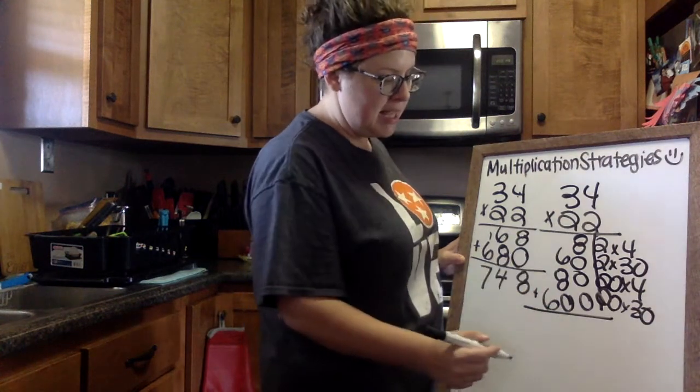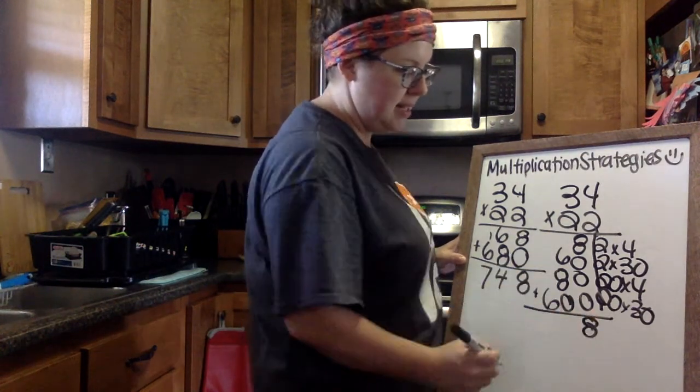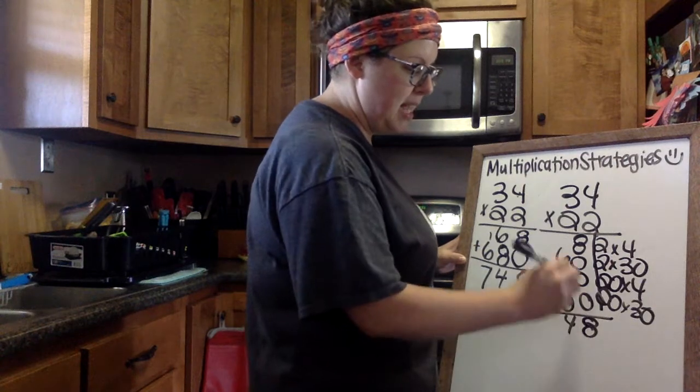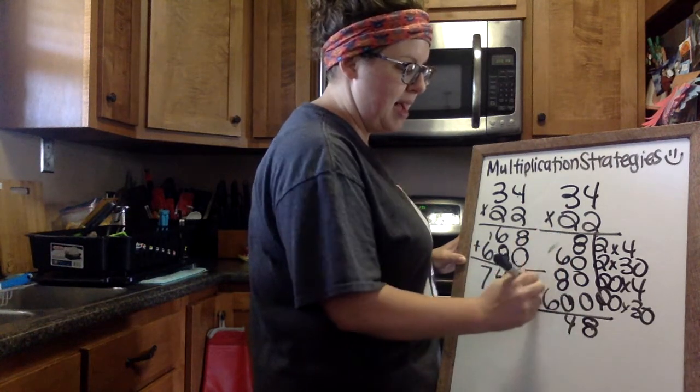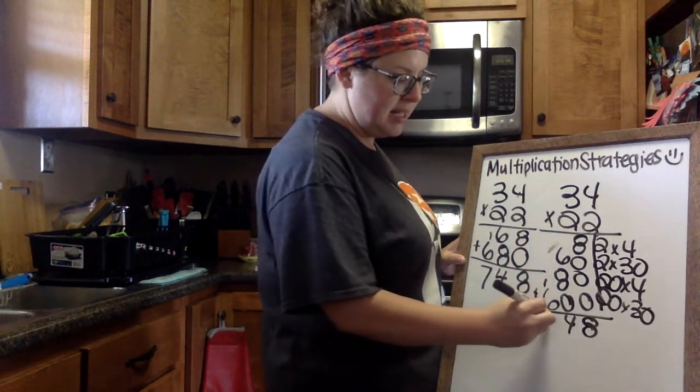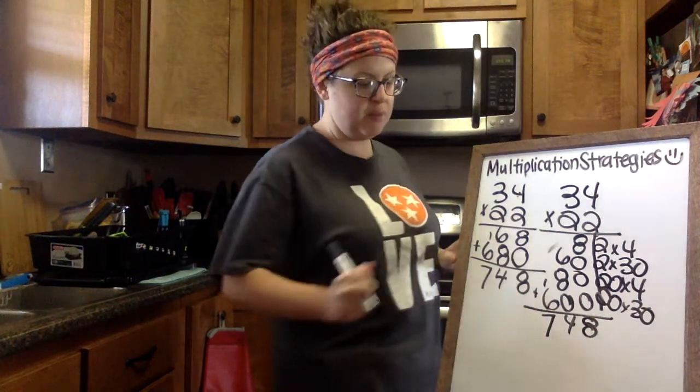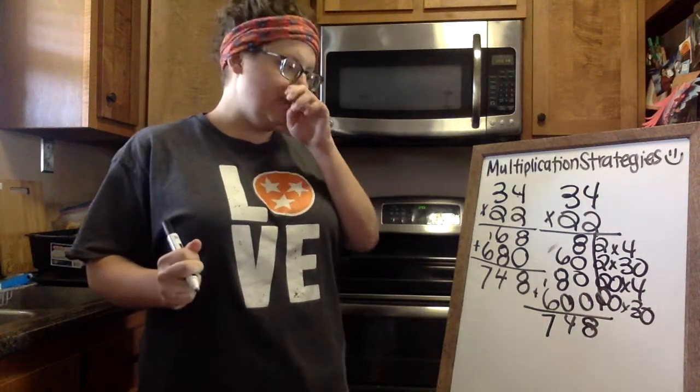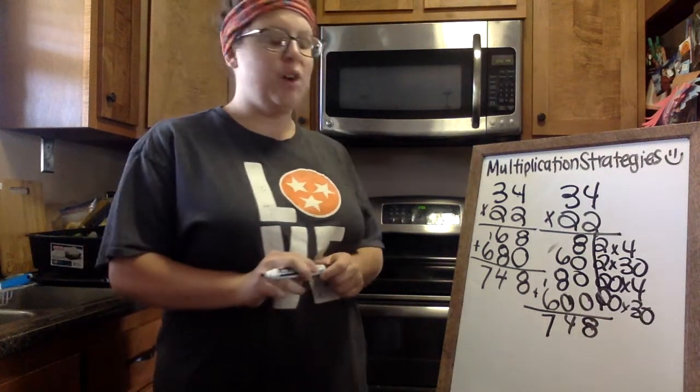And I'm ready to line these up. We have 8. 6 plus 8 is 14. Carry my 1, is 7. If you notice, these two numbers match. Now, the last strategy we're going to look at is called the area model.